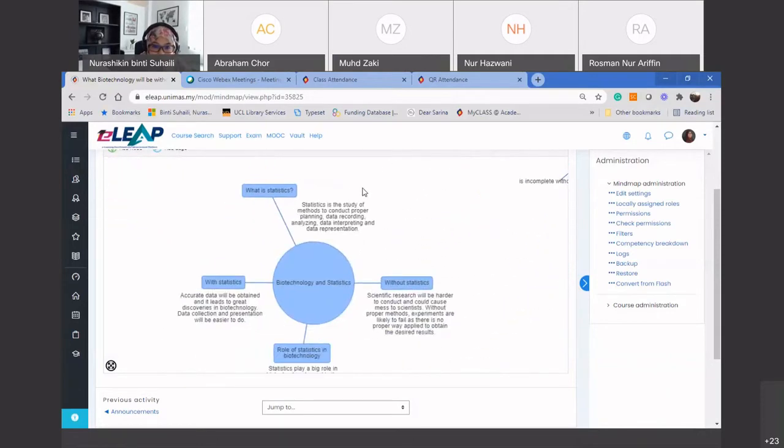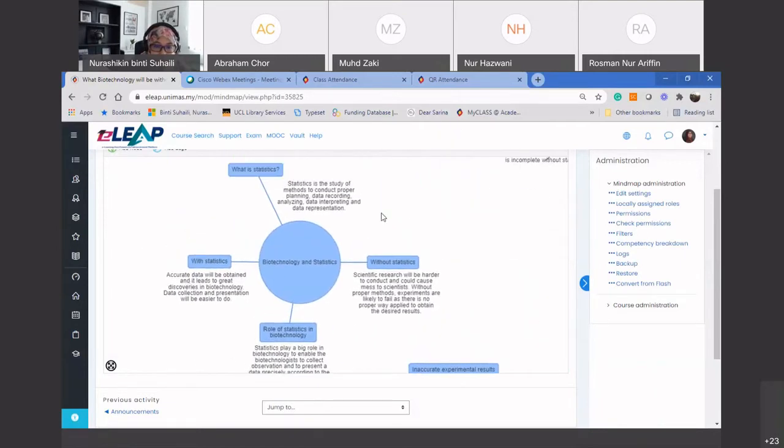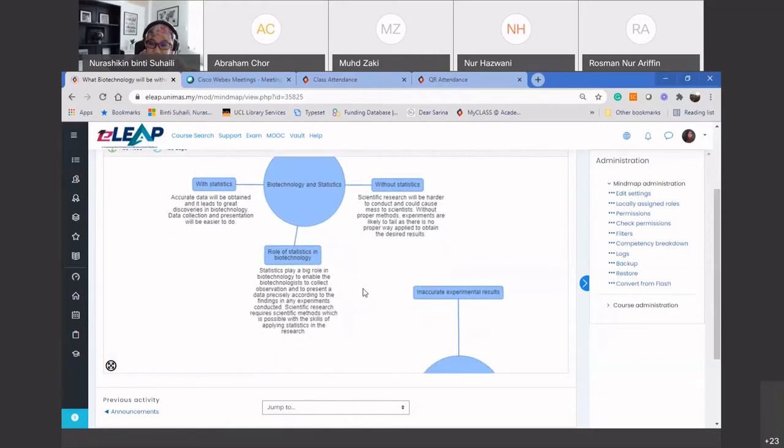What is statistics? It is a study of methods to conduct proper planning, data recording, analyzing, and interpreting data. Yes, correct. With statistics, accurate data will be obtained. It leads to great discovery in biotech. Without statistics, it will be harder to conduct experiments, it could cause a mess. Yes, correct. Without proper methods, experiments are likely to fail. I like the word mess over there. It will be a mess if we don't have proper statistical tools to analyze your results. Your data will just be there.